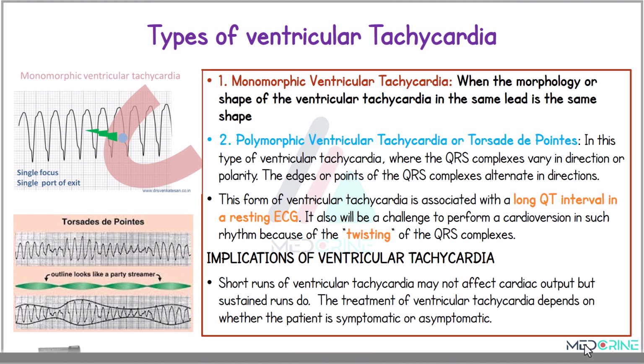What are the implications of ventricular tachycardias? A short run of ventricular tachycardia does not affect cardiac output, but if it's sustained, then it can affect the cardiac output. Normally, the treatment of ventricular tachycardia depends on whether the patient is either symptomatic or asymptomatic.